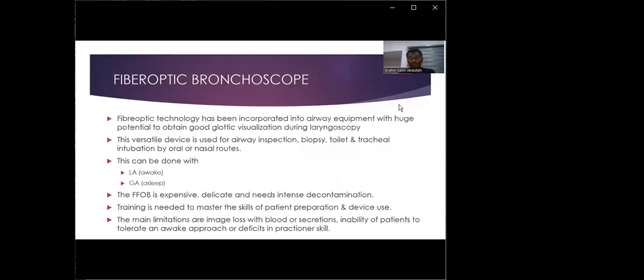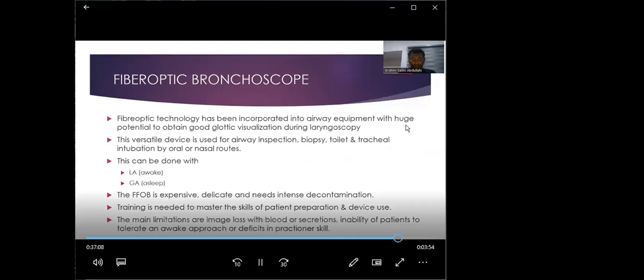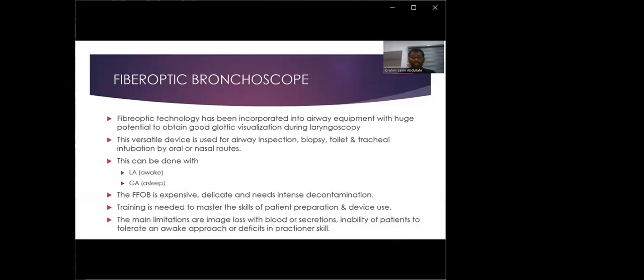Then another form of the indirect laryngoscope is the fiber optic bronchoscope. Fiber optic technology has been incorporated into airway equipment with huge potential to obtain good glottic visualization during laryngoscopy because of the capability to continuously visualize the airway. It provides suction and delivers oxygen or local anesthetic to the patient's airway in an awake situation or post-induction. And these are distinct advantages of the fiber optic bronchoscope.